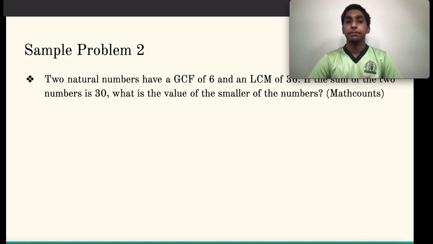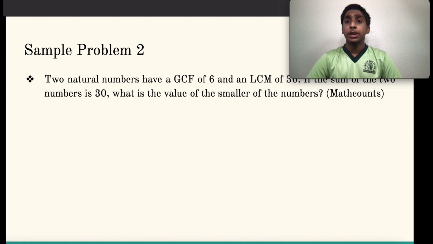Alright, sample problem 2. 2 natural numbers have the GCF of 6 and an LCM of 36. That says 36 in case you couldn't read it. If the sum of the 2 numbers is 30, what is the value of the smaller of the numbers?